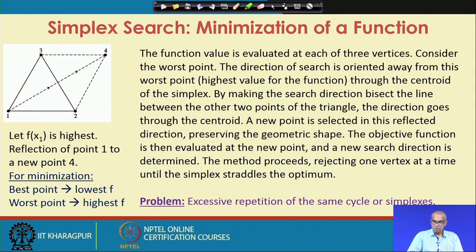That means, the optimum point will lie between the 3 vertices of the simplex. That is what we hope will happen at the end of the algorithm. The problem is this, that there may be repetition of the same cycle of simplexes.